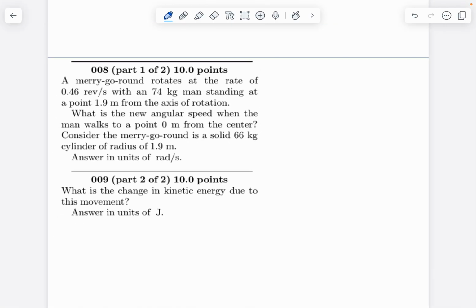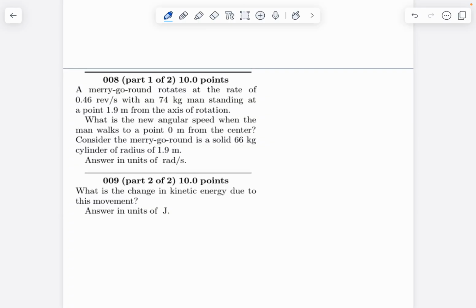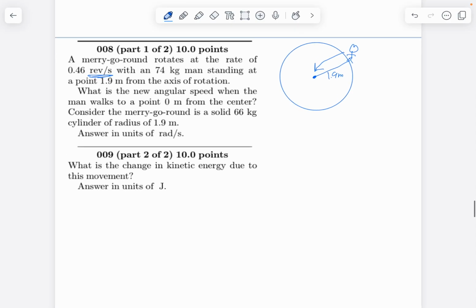Okay, so number 8. This one's the same thing, except it's a merry-go-round. And you're given revolutions per second, so you gotta turn that into radians per second. So there's a merry-go-round. Here's the axis of rotation. I'll make it the center. There's a guy, and he is 1.9 meters away. He then walks to the center, and you have to find his new angular speed. It's literally the same thing that you did before.